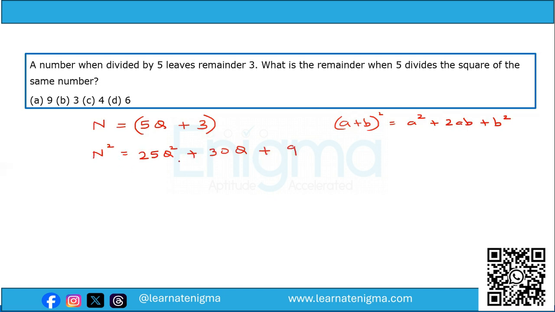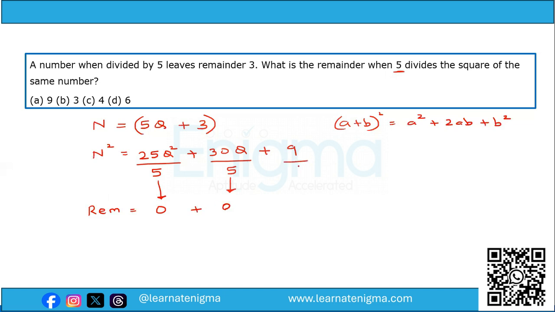Now this n square is divided by 5. So now we divide each term individually by 5 and we get the remainder. So 25q square upon 5, we can see 25 is a multiple of 5, so there will be 0 remainder from this term. 30q upon 5, again 30 is a multiple of 5, so therefore we will get 0 remainder from here.